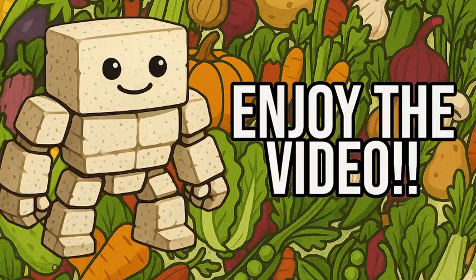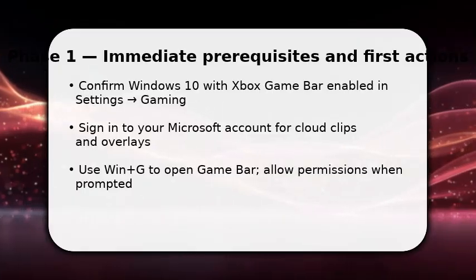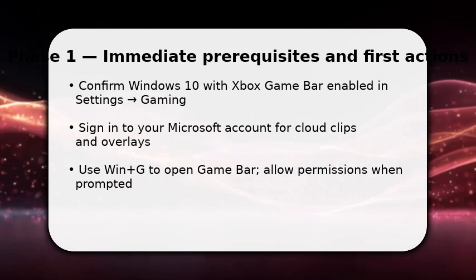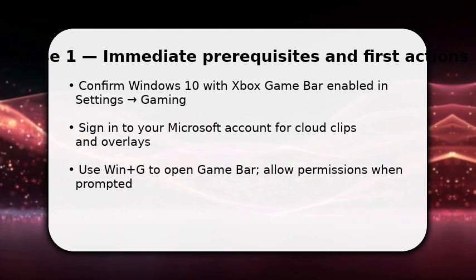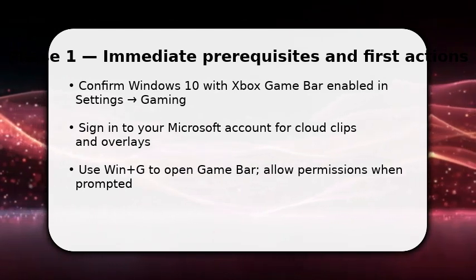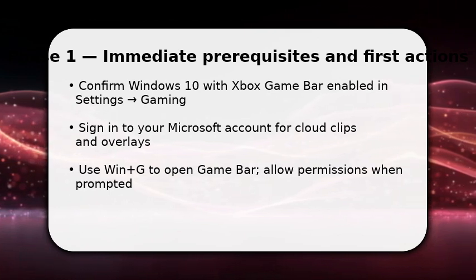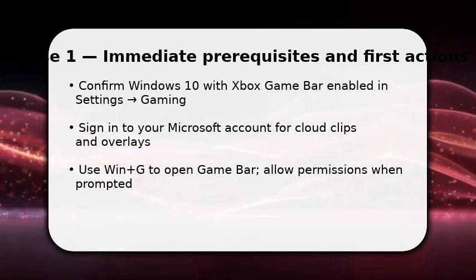Please enjoy the video. You start by confirming prerequisites. Make sure Windows 10 has Xbox Game Bar enabled and you are signed into your Microsoft account. Now press Win+G to open the overlay. If prompted, grant microphone and storage permissions so clips save correctly.